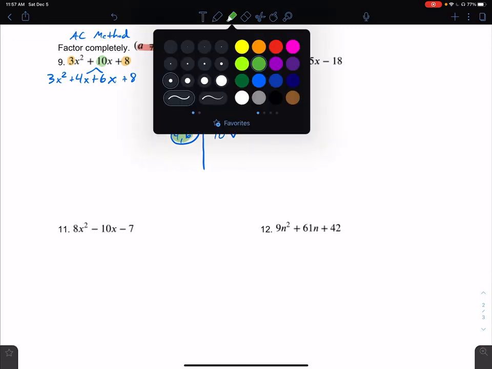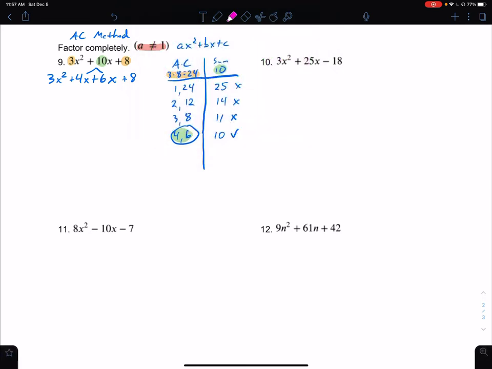So what I'm going to do is take my first two terms, this 3x squared and 4x, and factor out whatever they might have in common. Well, 3x squared and 4x, they have an x in common, a 1, and that's pretty much it. So these are going to become x times 3x plus 4. I took an x away from each term. The 1 doesn't change the coefficients, the 3 or the 4.